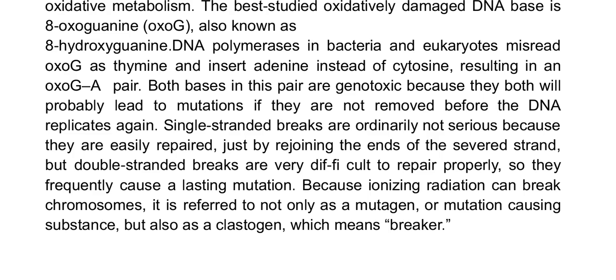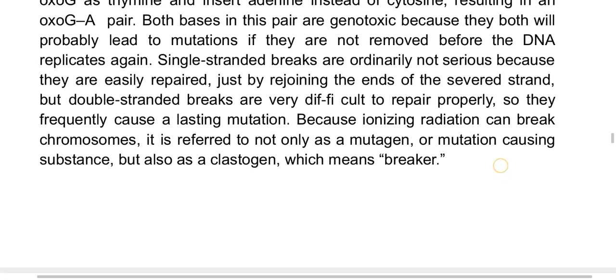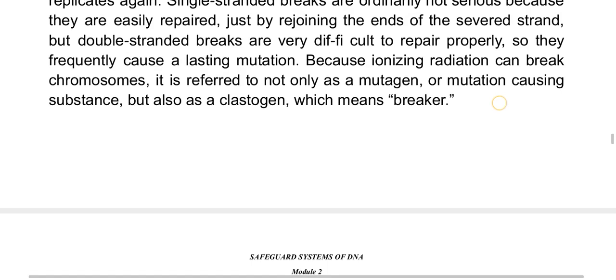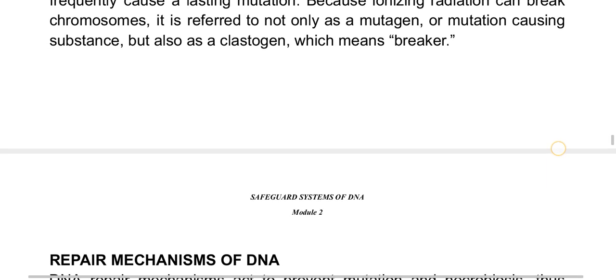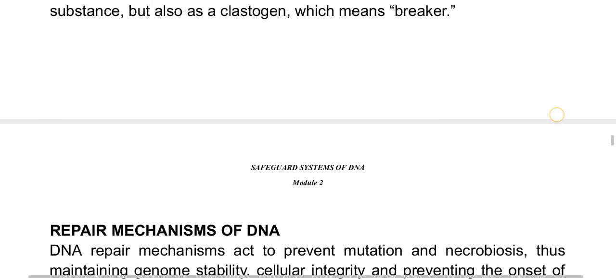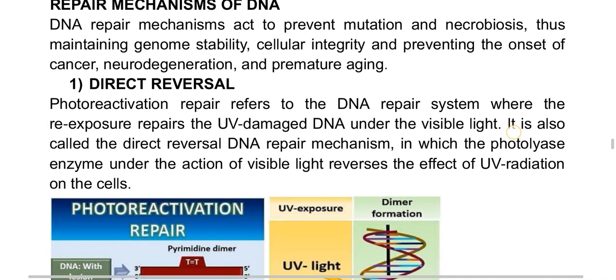Single-stranded breaks are ordinary but not serious because they are easily repaired, just like rejoining the ends of several severed strands. But double-stranded breaks are very difficult to repair properly, so they frequently cause clastogenic mutation. Because ionizing radiation can break chromosomes, it is referred to not only as a mutagen, or mutation-causing substance, but also as a clastogen, which means breaker. Repair mechanisms of DNA.